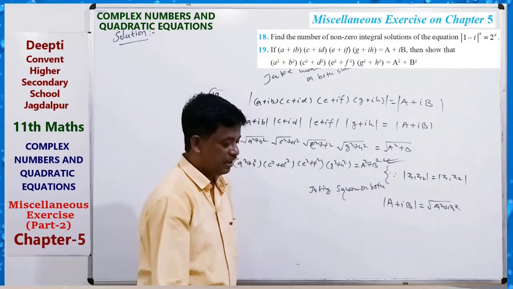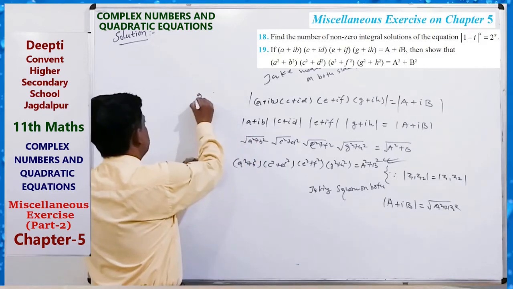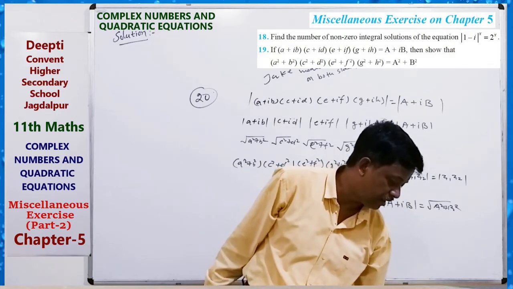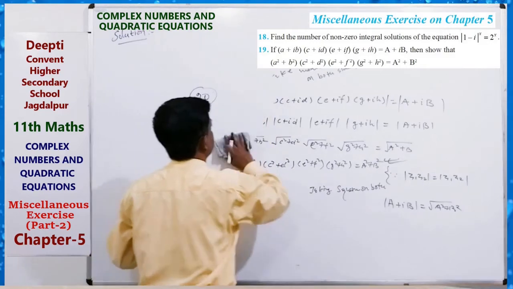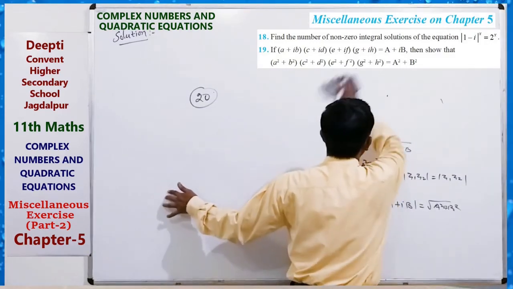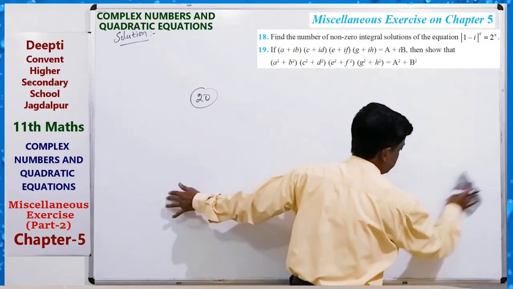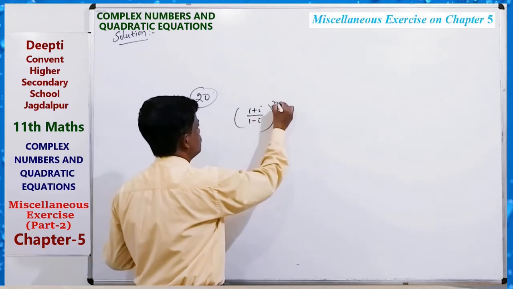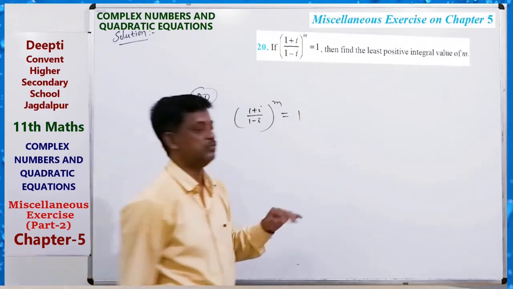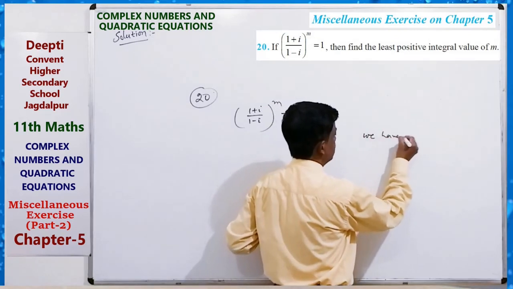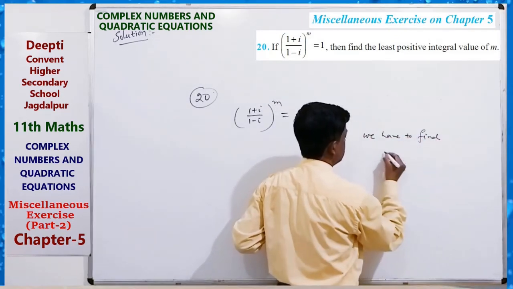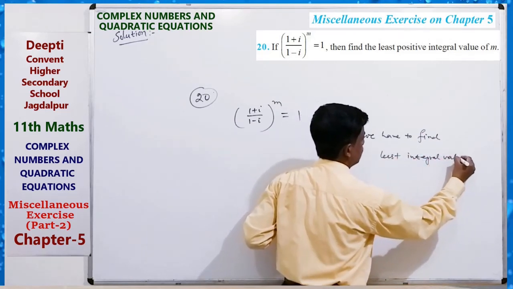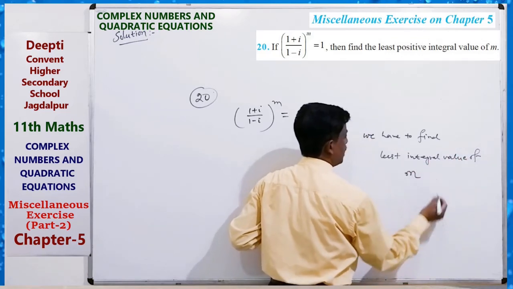Very simple. And the last question is 20. What is given? ((1 plus i) upon (1 minus i)) to the power m equals 1. Find the least integral value of m. So we have to find the least integral value of m.